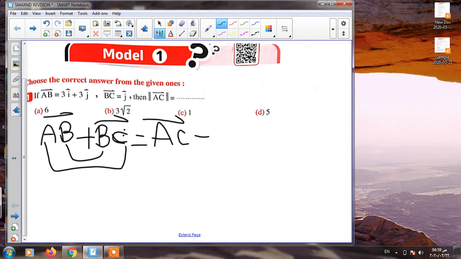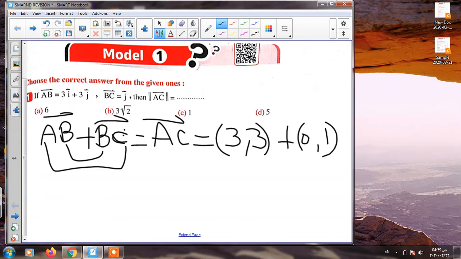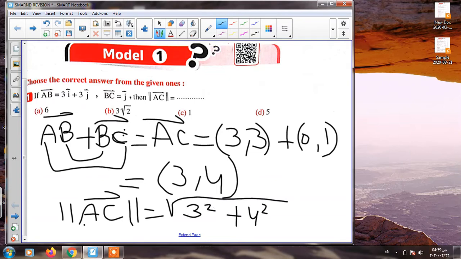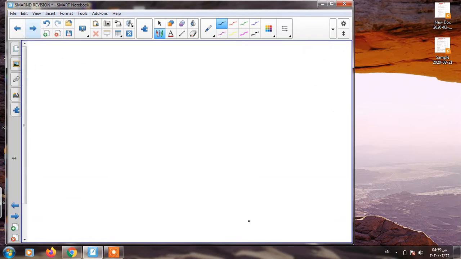So to get AC, we are going to add 3 and 3 plus, we don't have i, so you put 0, and j is going to be 1. In that we have 3 and 4. Then we got AC, so the norm of AC, if you remember, is the square root of 3 power 2 plus 4 power 2, which is going to be 5. Next question.